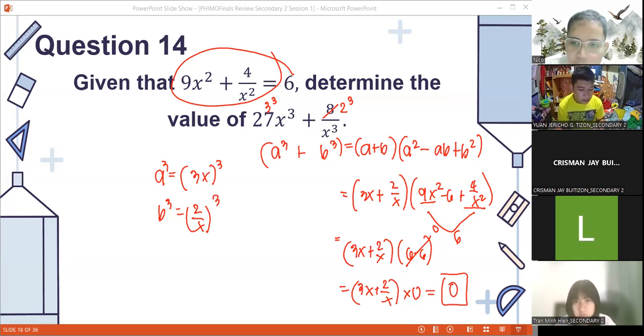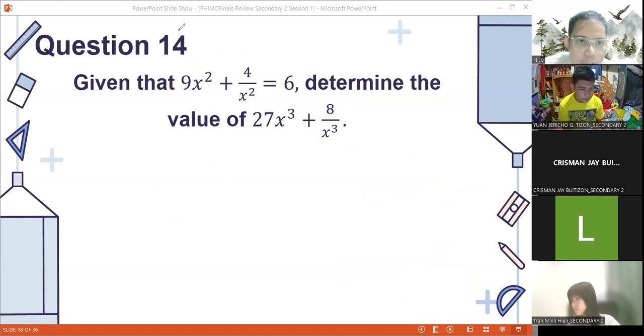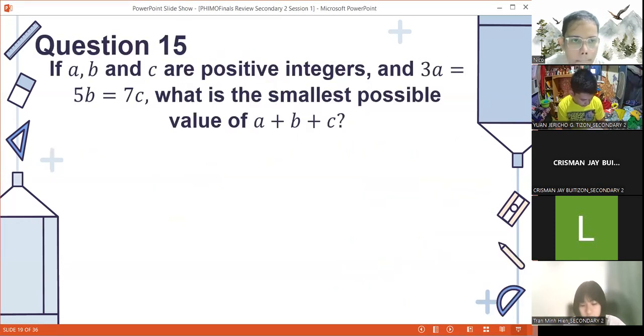Okay, I hope you're done copying. Let's proceed with number 15. Okay, A, B, and C are positive integers where 3A is equal to 5B and equal to 7C. What is the smallest possible value of A plus B plus C?